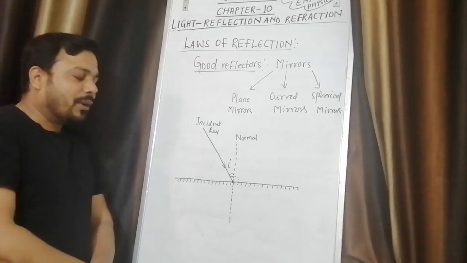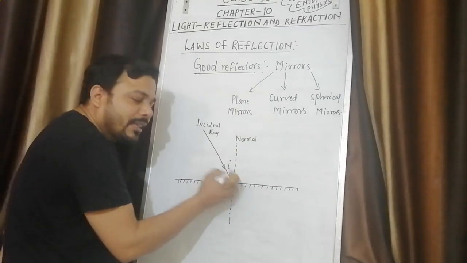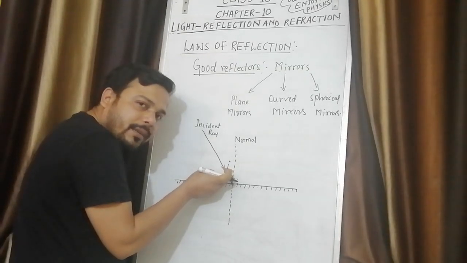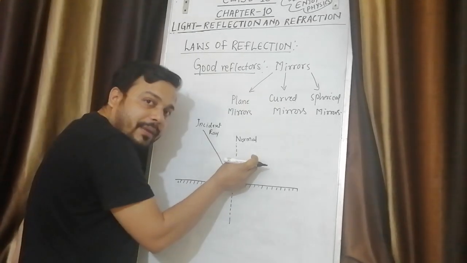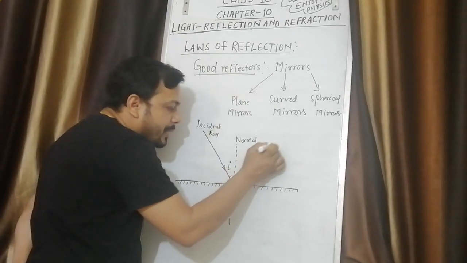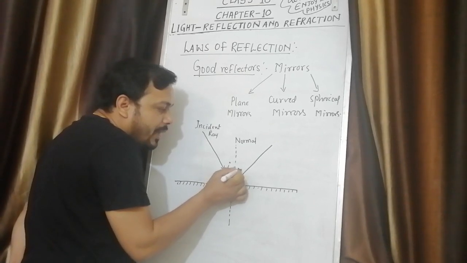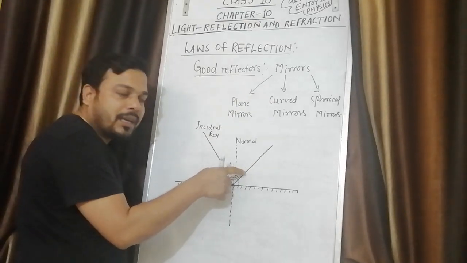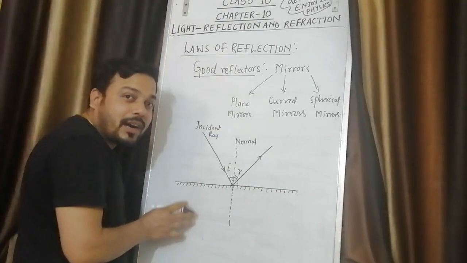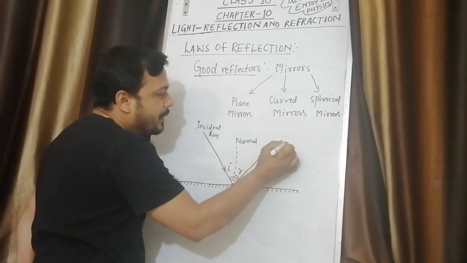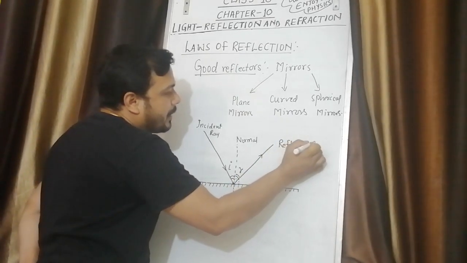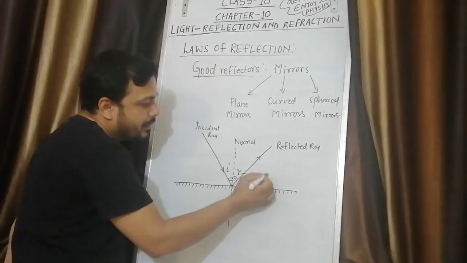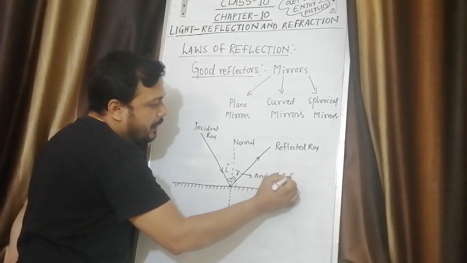Now this is interesting and important. So this light ray, in the very same fashion, is making some angle with this surface and with this normal as well. When it goes back in the same medium, it follows a rule, and that rule is that this angle will be equal to this angle of incidence. That is, the angle between the normal and this reflected ray is always equal. So this is a reflected ray, and this is the angle of reflection.